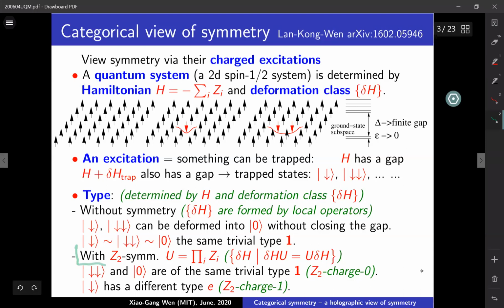But if you do have a Z2 symmetry generated by the rotation along the Z-axis of the spin, that means the deformation class is a Hamiltonian that commutes with this spin rotation symmetry. Then we find that the double spin flip and the no spin flip belong to the same type, which is called the Z2 charge zero. And a single spin flip belongs to a different type, which we call the Z2 charge one, denoted by E. So when you have a symmetry, the types of excitation are different, depending on the symmetry.